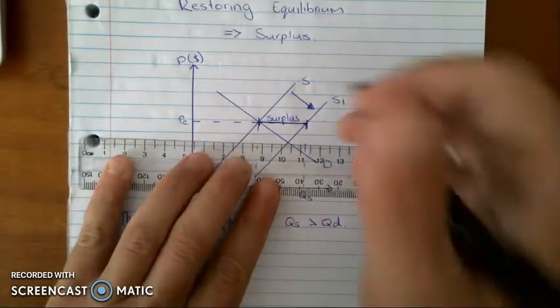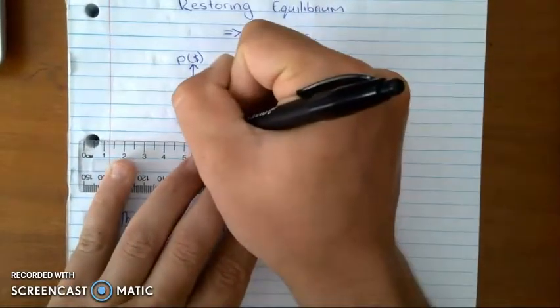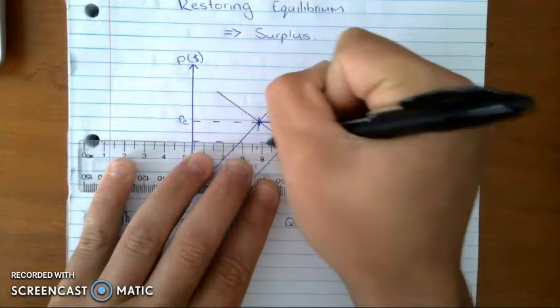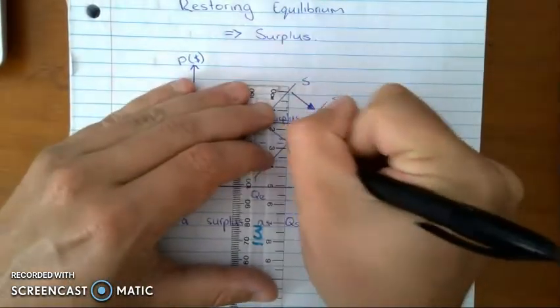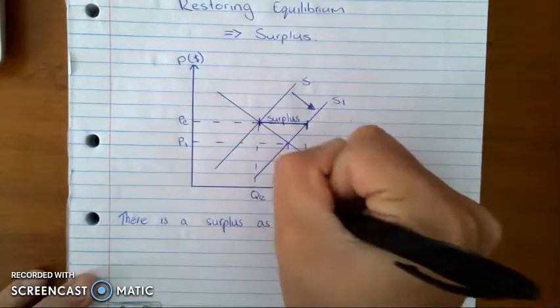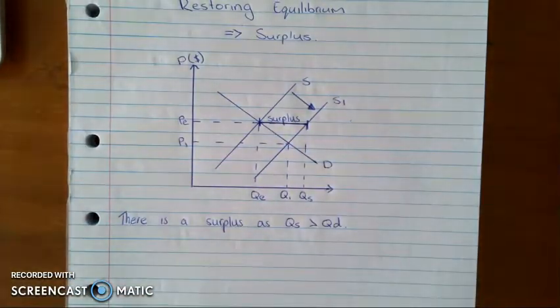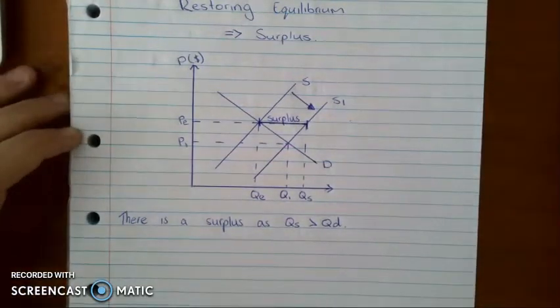So we can get to this new equilibrium point. We can come across and we can put P1 in there, put Q1 in there. Okay, we know there's a surplus, so we know the suppliers are going to start the process, don't we?